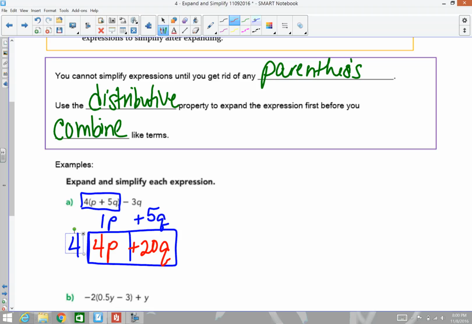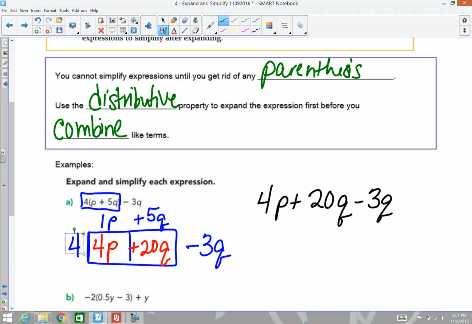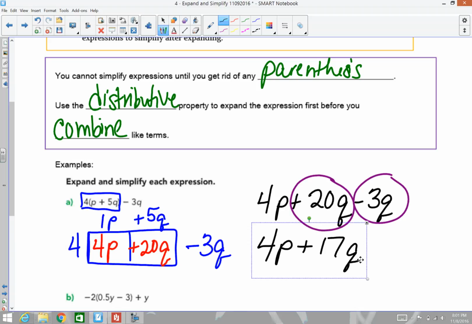Okay. I would almost recommend also jotting down this minus 3q to begin with so that we don't lose it along the way. So now what we're working with is 4p plus 20q minus 3q. And hopefully what's jumping off the page right now is that we can combine these like terms. 4p is on its own, but 20 minus 3 is 17. Keep the q. Because this variable, the p, is different than the q, they are not like terms, which means that this expression is in simplest form. Ready for another example?